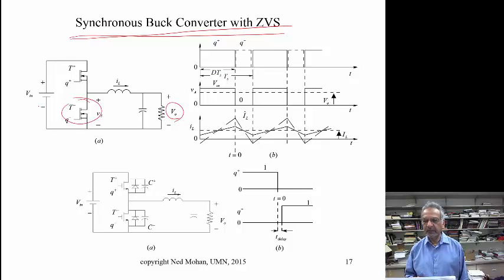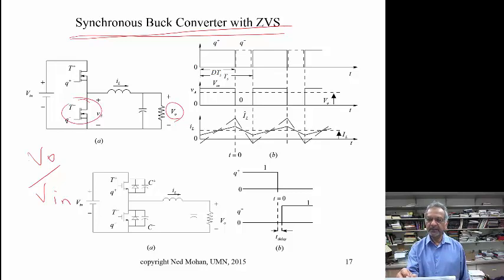So this zero voltage switching doesn't do anything to the voltage transfer ratio of Vo over Vin. That doesn't change, essentially remains the same. But in order to achieve this ZVS, we have to have certain circuit conditions. So what are those conditions? So let's look at this.